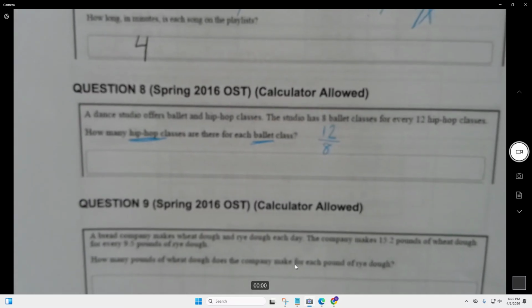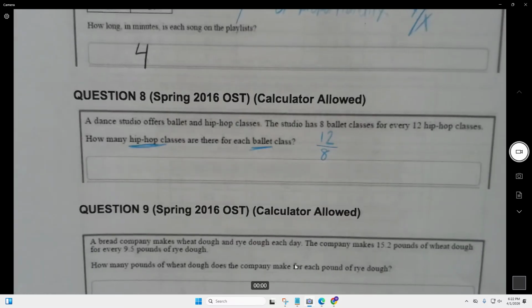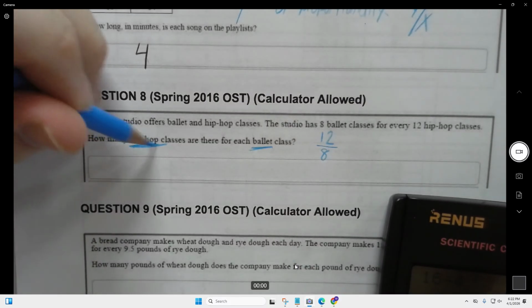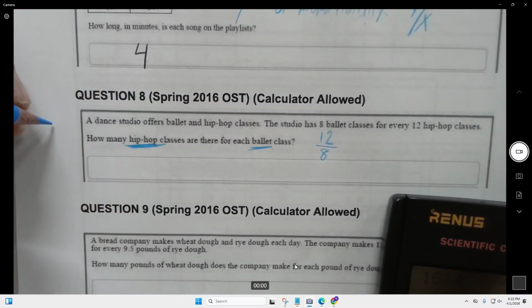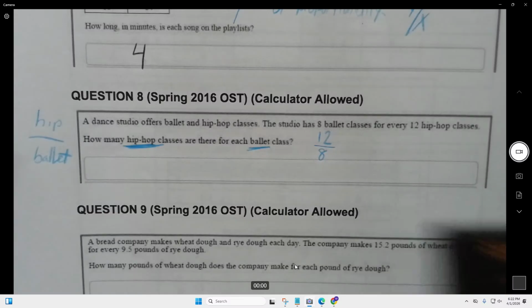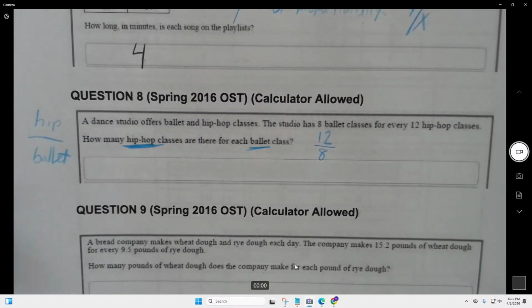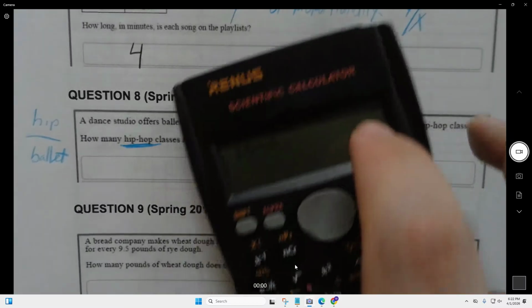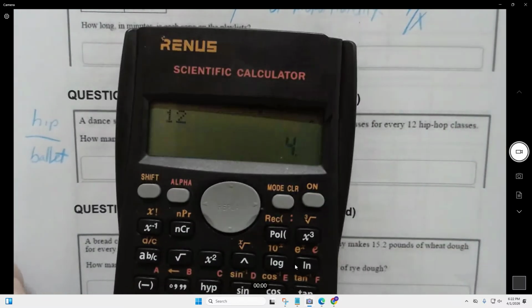Again, we're just looking for a constant of proportionality. Y over x. You determine that the hip-hop classes are the y because you're looking at hip-hop per ballet. Just like when you were driving a car and you have miles per hour, your miles driven goes on the top of the fraction. Hip-hop per ballet. So 12 divided by 8.